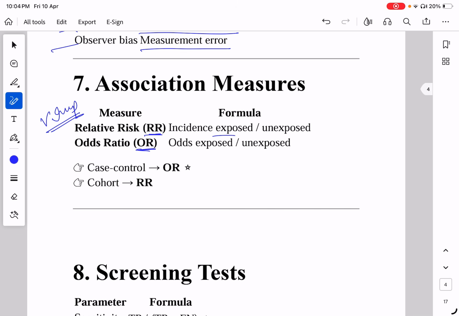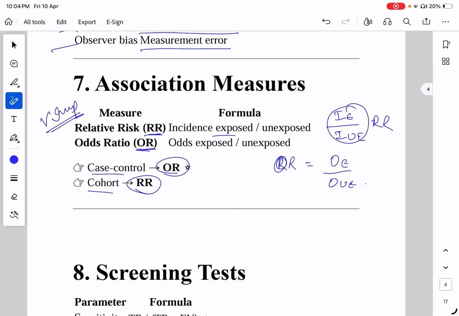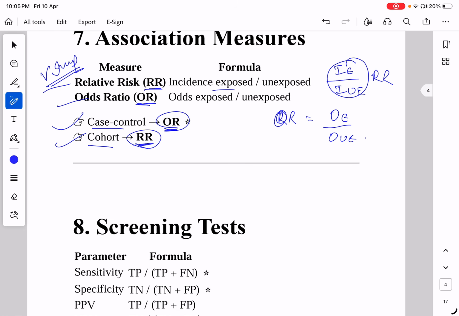Relative risk is incidence in exposed upon incidence in unexposed. Okay, this is relative risk, RR. Odds ratio is odds of exposed upon odds of unexposed. So odds ratio and relative risk. In case control studies, we take odds ratio, and in cohort studies, we calculate relative risk. So each and every point is important. MCQs have been asked in previous year NEET PG questions. So case control, odds ratio; cohort, relative risk is calculated, and these are the formulas of relative risk and odds ratio.